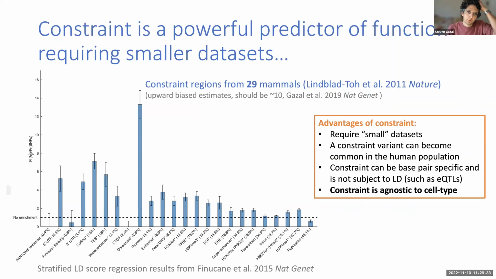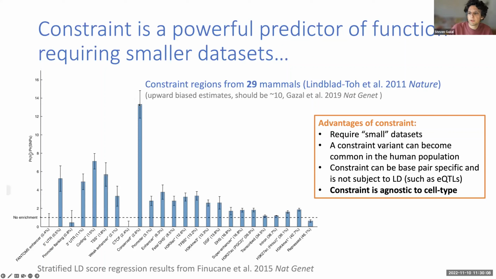And so now I'm going to talk about constraint. As Kerstin said, constraint is a powerful predictor of function, which requires way smaller data sets. Here's a slide from the first LD-score regression paper in 2015 that shows that when we investigate a lot of functional annotations, the one that is the most enriched in disease heritability is an annotation constructed using only 29 mammals. The enrichment was reported as around 13 in this paper.